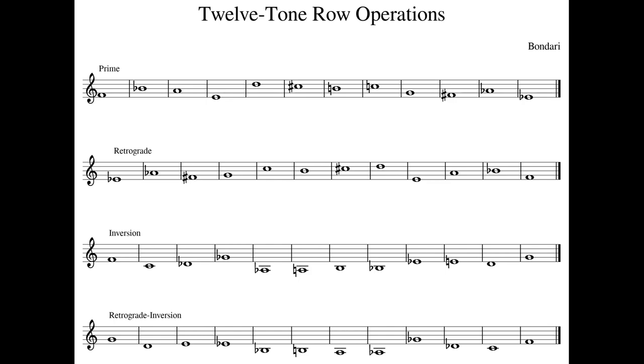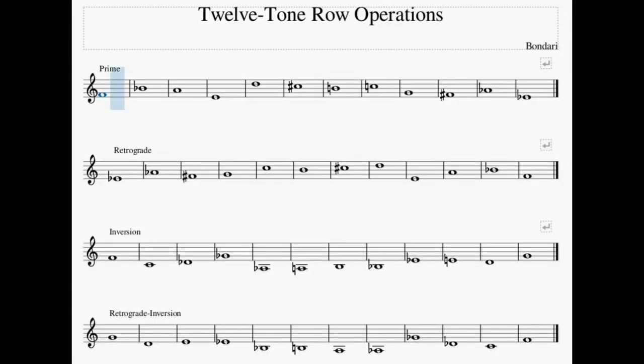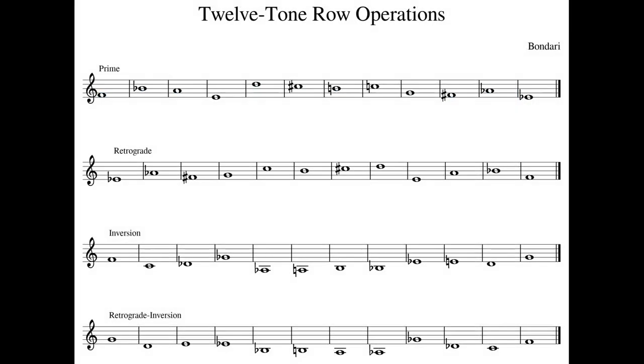Paintings aside, our task today is to complete a row matrix based on a given row. Here is an example of a 12-tone row and the aforementioned operations. First, let's hear the original row starting on F, or pitch class 5. Next, here is a retrograde of the prime row. Notice that it's just the original row backwards.